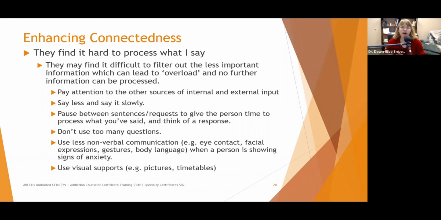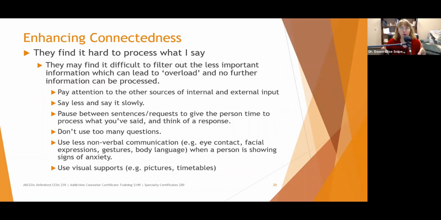If children find it hard to process what caregivers say, it's important to help filter out the less important information, which can lead to overload, and no further information can be processed. Get to the point. Not, we've got a really big day today, we're going to do a bunch of things. First, we're going to go to grandma's house. No, start out with, good morning. We are going to go to grandma's house, then we're going to go to the grocery, then we're going to come home and make dinner. Filter out all the other extraneous stuff.